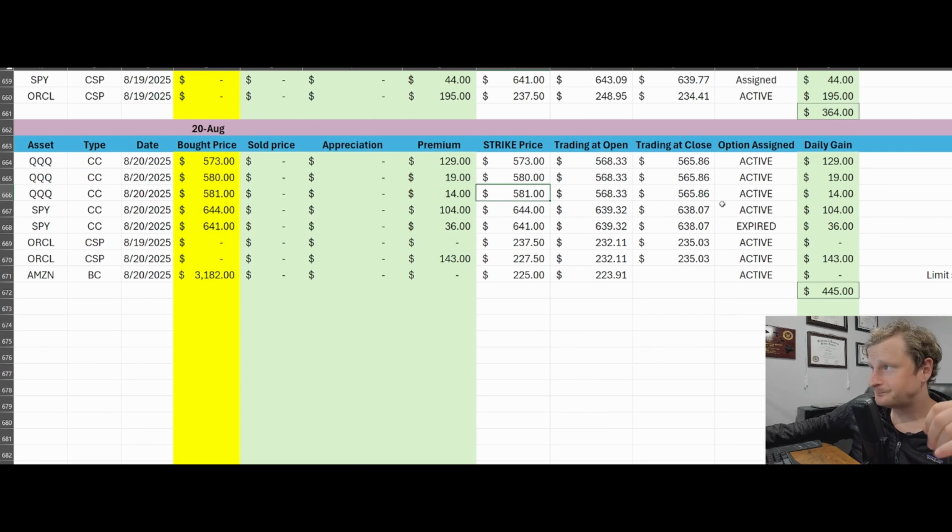I'm definitely hoping that my Oracle cash secured puts are out of the money and I do not get them assigned. But if they get assigned, that's probably the worst thing that can happen. I just turn them around, run covered calls, and then get rid of them that way.